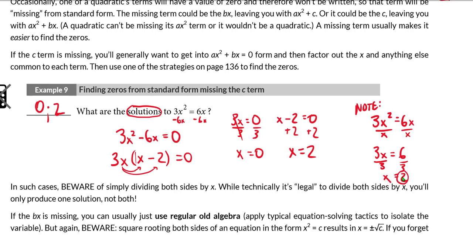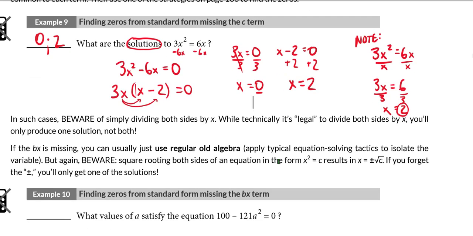And note, 2 is one of your zeros, but the problem with dividing by x is that you lose one of the two solutions. So it is legal to divide by x. It's perfectly fine. It's perfectly allowable to divide by x, but you've got to understand you're going to lose one of the possible zeros. So I do not recommend dividing by x in cases where you are solving for the solutions to a quadratic, because you will lose one of your zeros.